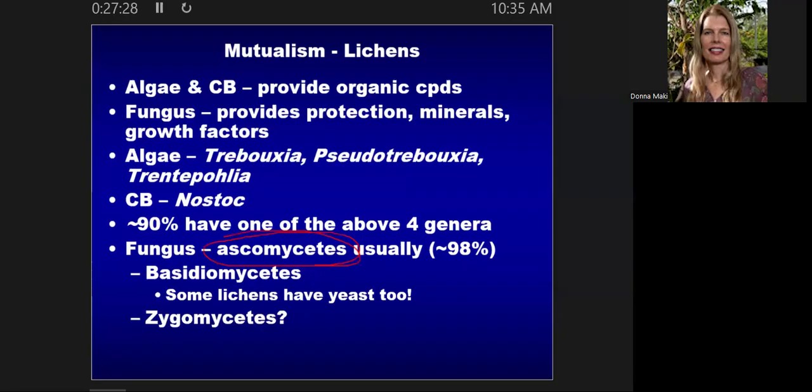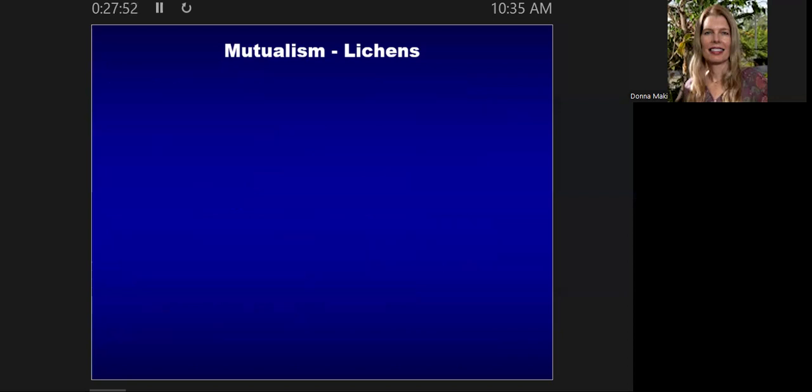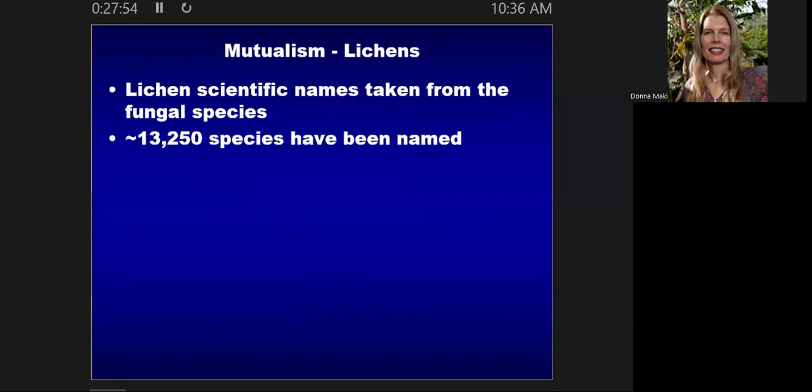They think that these processes have been separate over evolutionary history. But once formed, it's definitely a partnership that can benefit both partners. When you look at the scientific literature, they name the lichen relationship by the fungus. So they'll just use the fungal species for that.